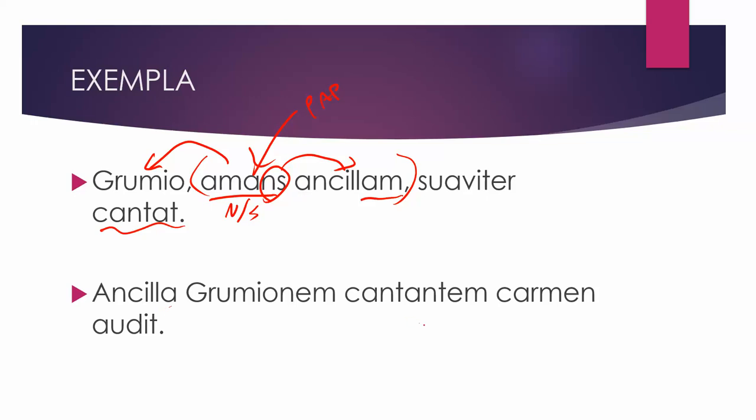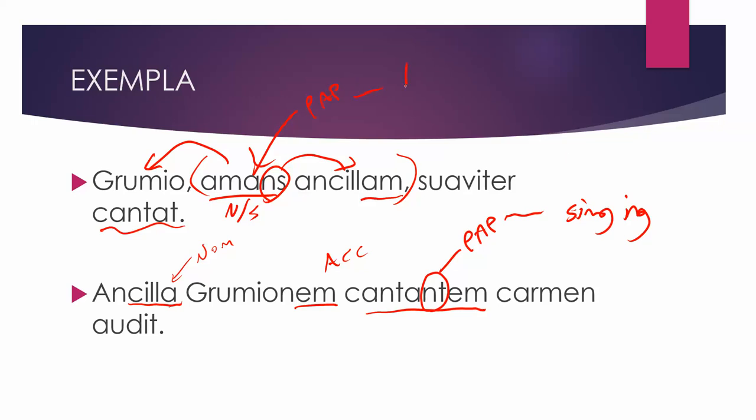Ancilla Grumionem cantantem carmen audit. So in Ancilla Grumionem cantantem carmen audit, we see that the ancilla has now become the nominative, that A, she is our subject. Grumio is some form of a direct object. And cantantem, what is this? Well, I see that NT, so I know that it's a present active participle. So every time you see that NT, your mind should immediately think, wow, that's a present active participle. And you're always going to translate these with an ING in English. So in this case, it's singing. In our first example, it was loving.